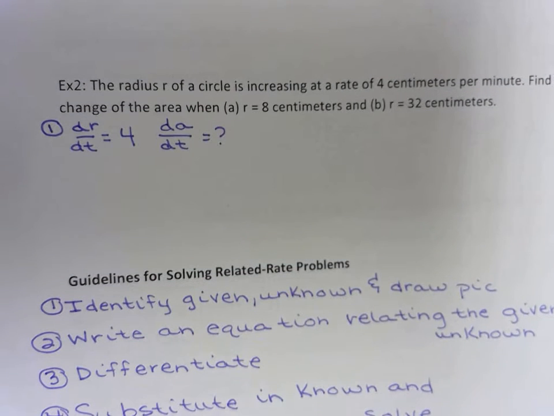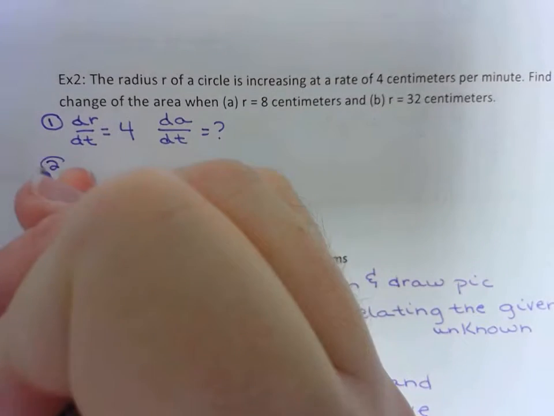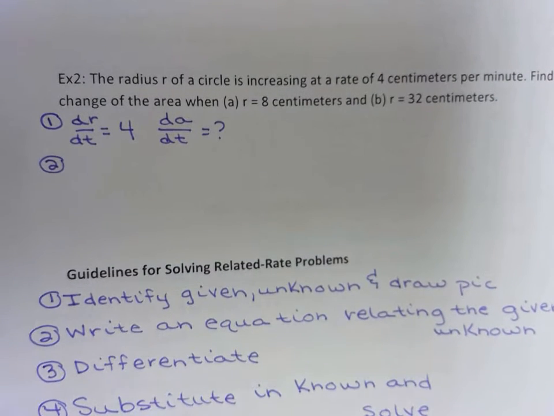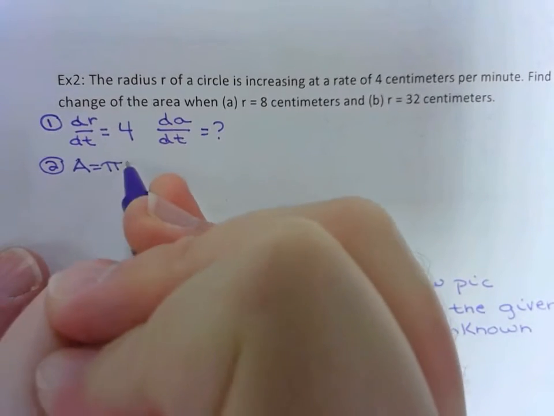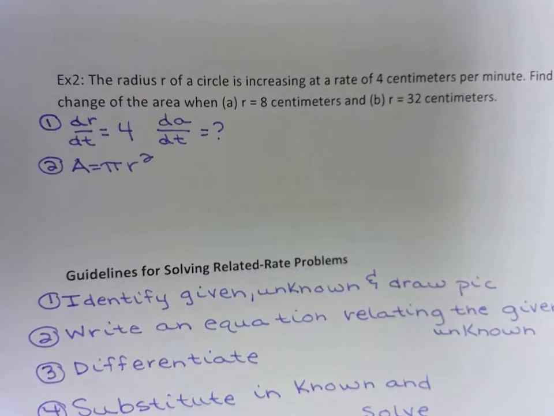And you could draw a picture if you want to. I'm not going to necessarily. I don't think it's necessary on this one, but you may want to draw a picture if things don't make sense to you. The second step is to write an equation relating the given and the unknown. I'm given the change in the rate. I'm given the change in the area. So as I'm looking at this, I am looking at the area and radius of a circle. So I need a formula that relates the area and radius of a circle, which is area equals pi r squared.